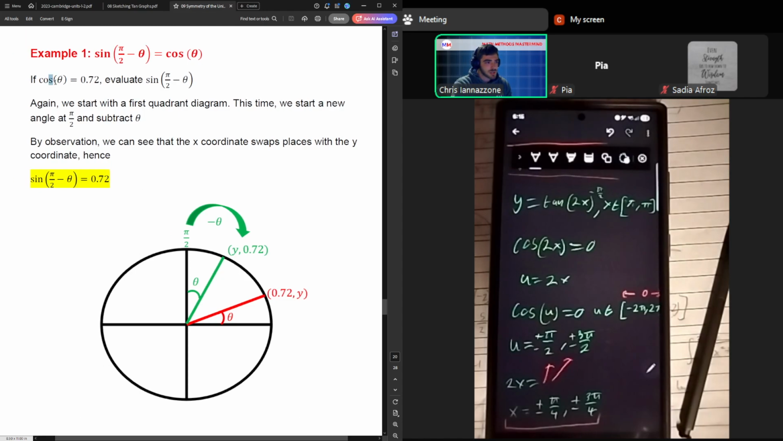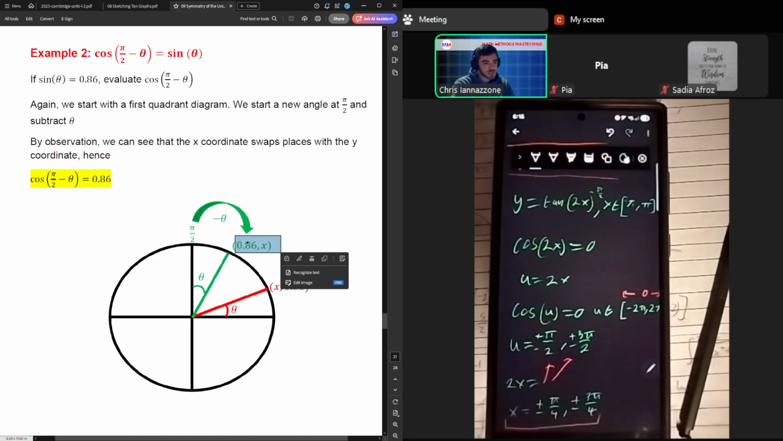Okay, so we have cos, evaluate sine of pi over 2 minus theta. So we draw out our red reference angle. Cos is 0.72. Pi over 2 minus theta means start at pi over 2, subtract theta. That's going to cause the values here to flip. And so when I want to do sine of this spot, I have it. It's 0.72, since it's the y value. Not this, but the actual y coordinate itself. So for that reason, they flip.